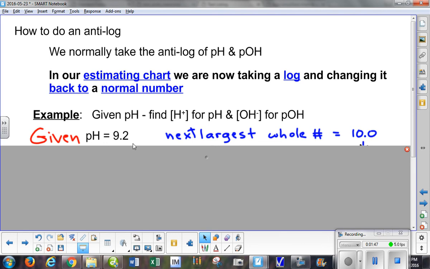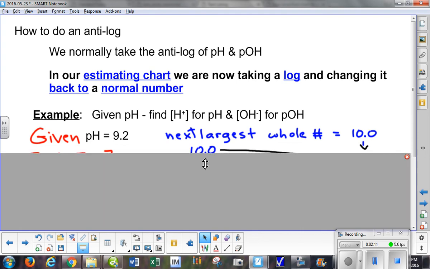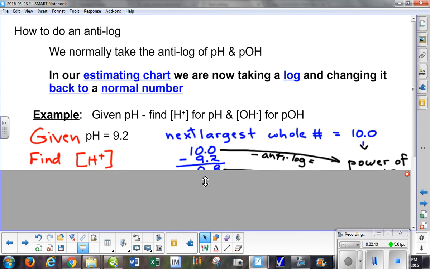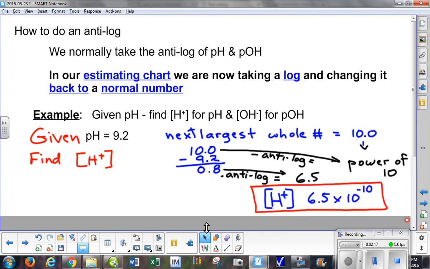But first of all, to get this changed over, we have to take the next largest whole number of the pH. So we're starting at 9.2. What's the next largest whole number? Anyone? Yeah, 10. Okay, so the next largest whole number is over here at 10, and that is our starting point. We're going to antilog 10 by making it the power of 10 in our final number.